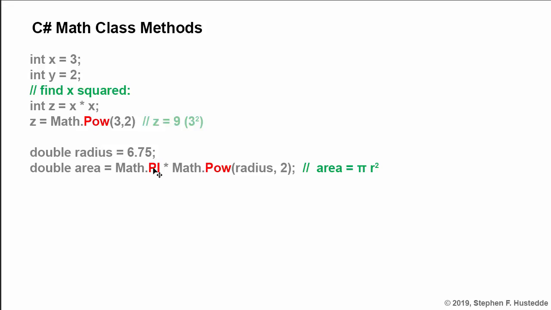If I wanted to find the area of a circle, and I know the radius is 6.75, we'll say inches, I can use the formula pi r squared to find the area of that circle. I could do that in a C# statement: area equals Math.PI, that's our constant, times Math.Pow(radius, 2), so the radius squared. So it's pi times the radius squared, and that would put the value of the area into our variable named area.